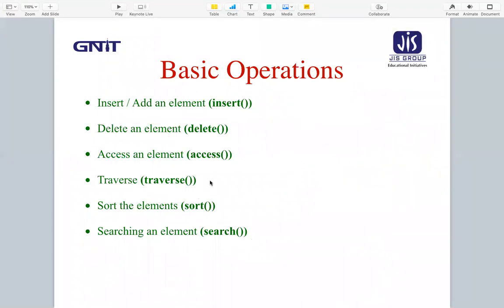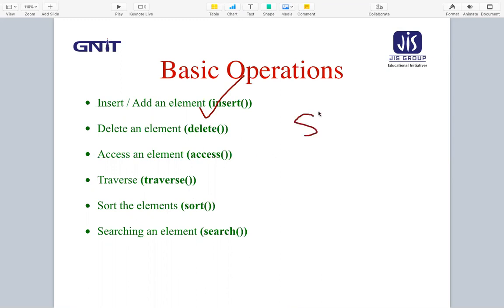Now, if we come to the basic operations which I was talking about, there are these six kinds of basic operations which can be defined and which are more common. One is the insert operation. So insert means we want to add some elements into the data structure. In that case, this is the standard notation. We will be studying the specific data structures.